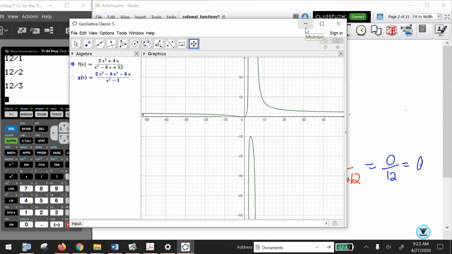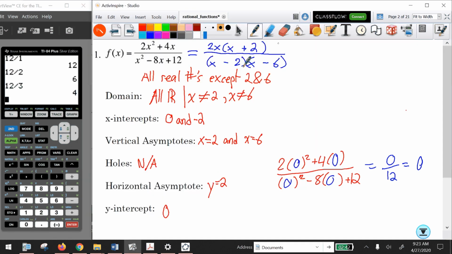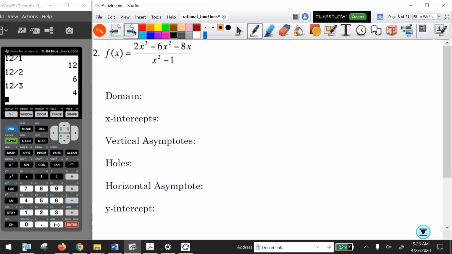And that's about it. All right, let's go on to our next problem. We have to figure out all of this information: domain, x-intercepts, vertical asymptotes, holes, etc. And to do that, the best way to get started is just to factor the original problem. So let's factor the numerator.